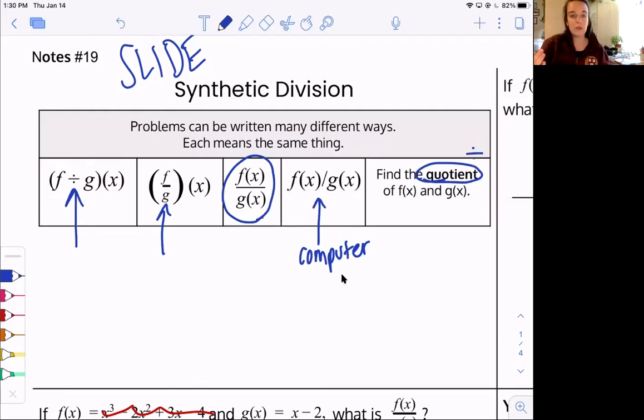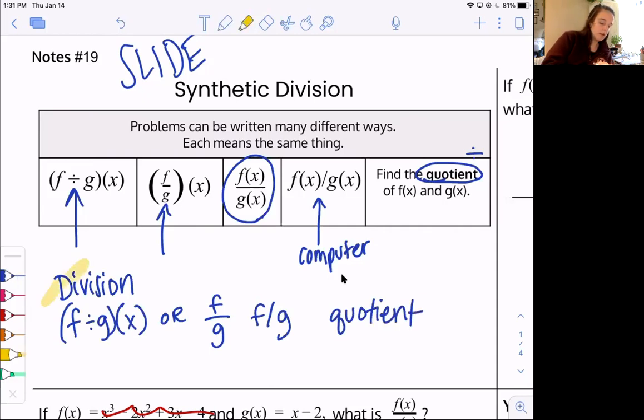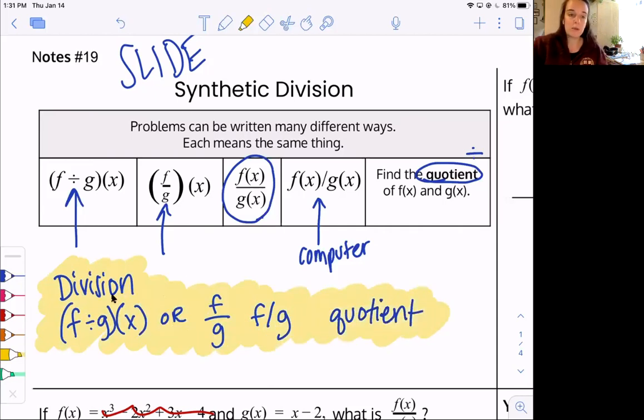So if I was you and I was taking notes, my notes might look something like this. Might say division, and I might say f divided by g of x, and then I might say or f over g, or f slash g, or quotient. Right, so if I'm taking notes on my paper, I'm not going to write it exactly like Ms. Mack has it unless I'm a super fast writer. I might write something like what I put in the yellow part there.